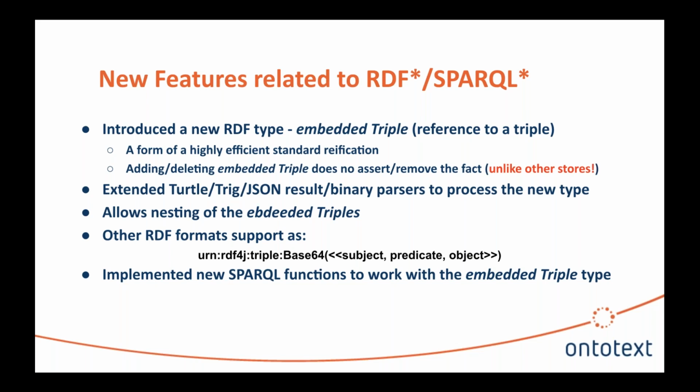And also, as part of the engine, we implemented a handful of SPARQL functions, which allow you to work efficiently with the embedded triple types, to extract from an embedded triple what the subject, predicate, and object were, and so on, in order to improve the expressivity in SPARQL.